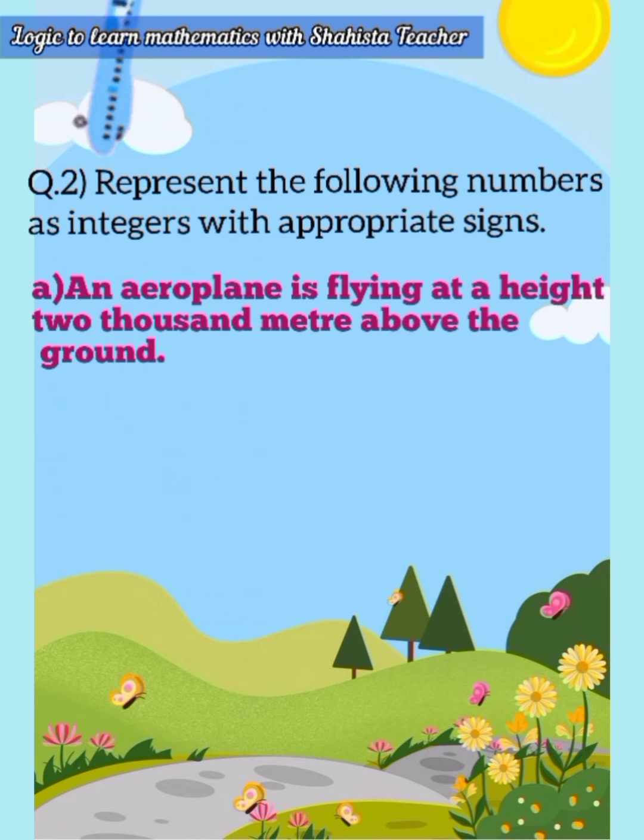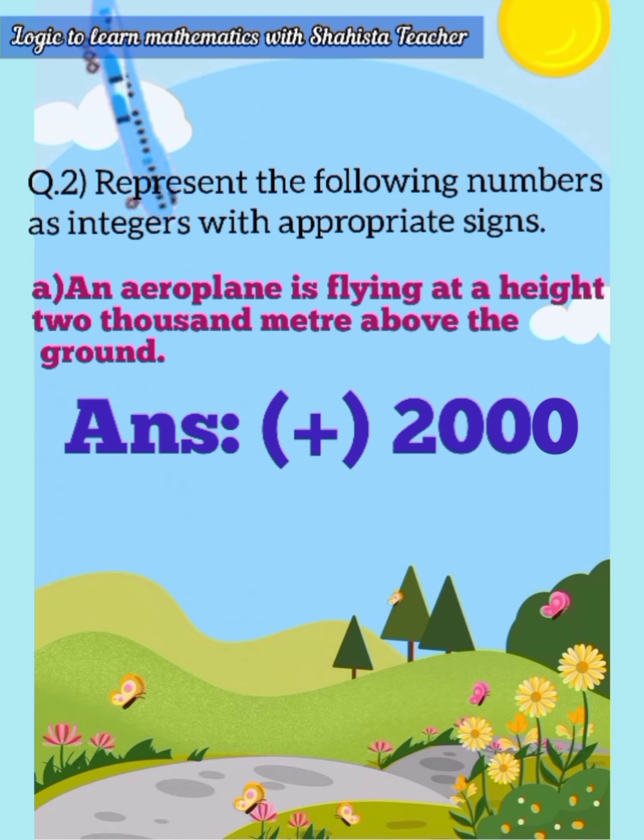Here an aeroplane is flying at a height 2000 meter above the ground. As you can see here, above the ground is mentioned. So we will write here answer positive 2000. Okay, positive 2000 is the answer. Is that clear, my dear students?